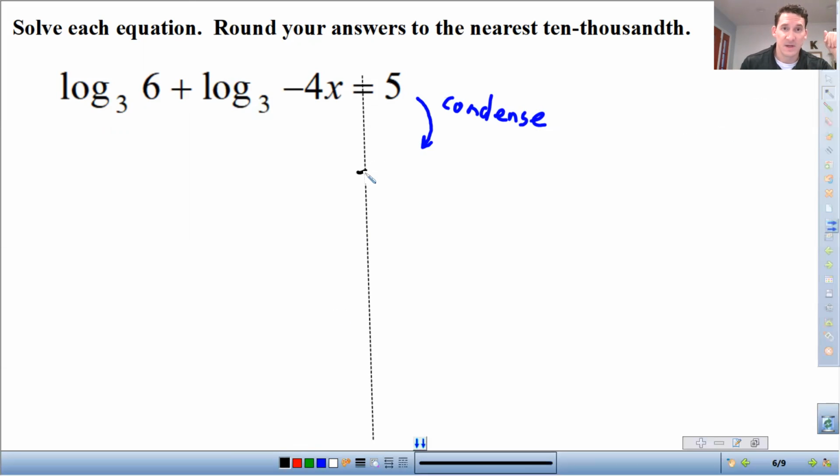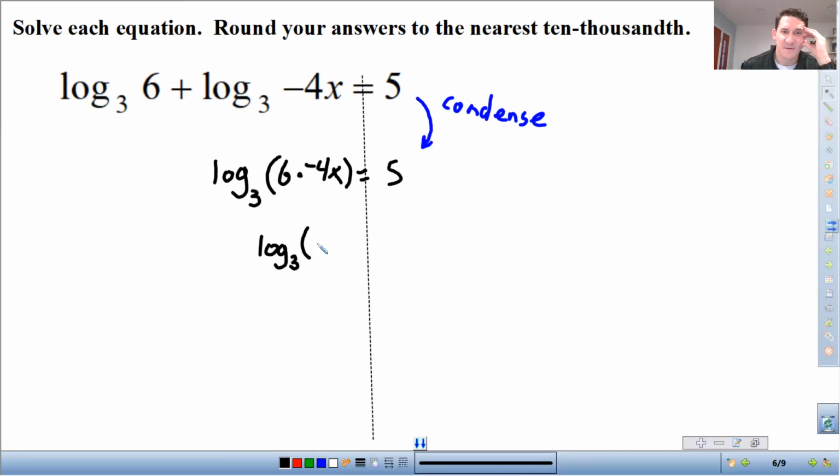All right, so condense. This side is still equal to 5. This side, log base 3 of 6 plus log base 3 of -4x. When you add here, you multiply these two in a single log. So log base 3 of 6 times -4x. I'm going to go ahead and multiply that out. So it's going to be log base 3 of 6 times -4, which is -24x, is equal to 5.